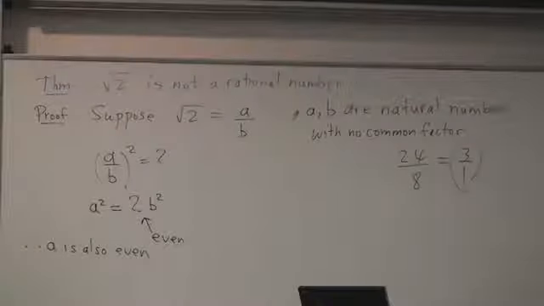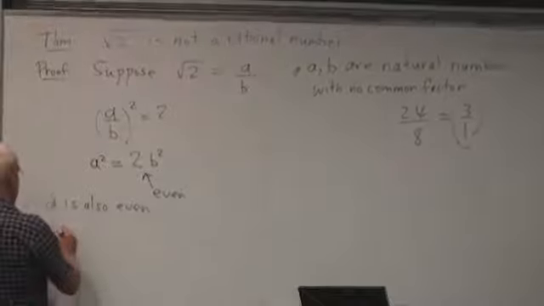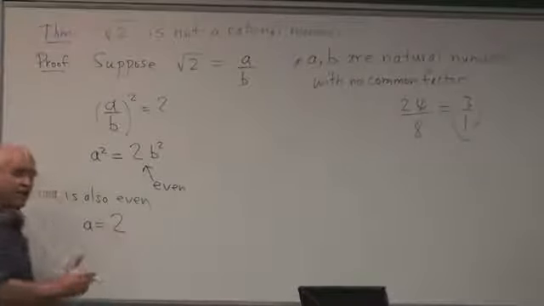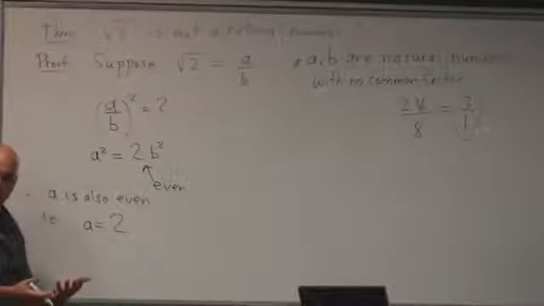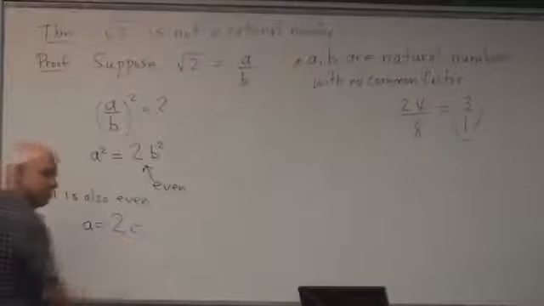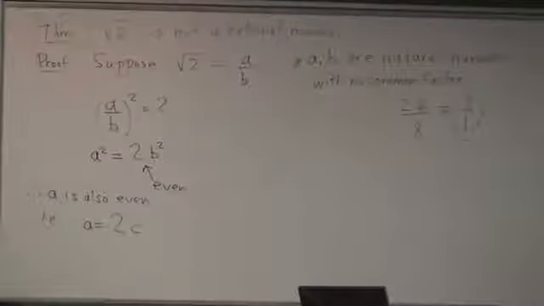What does it mean to be even? It means that a can be written as 2 times another natural number. Let's say c. Every even number is 2 times another number, like 14 is 2 times 7, 22 is 2 times 11. And so we'll let that other number be c.